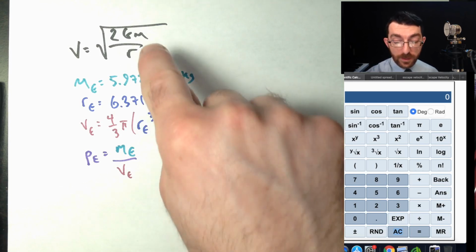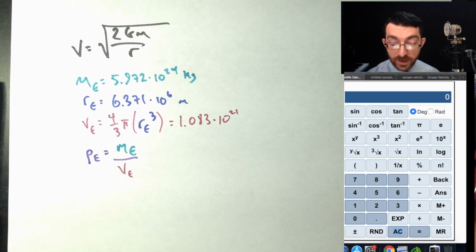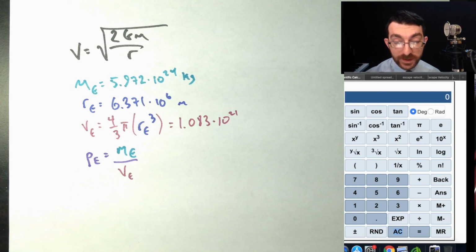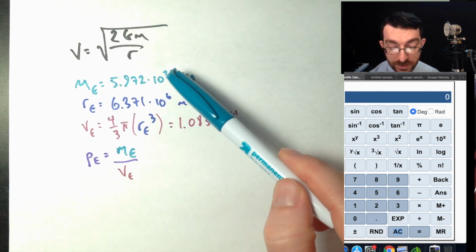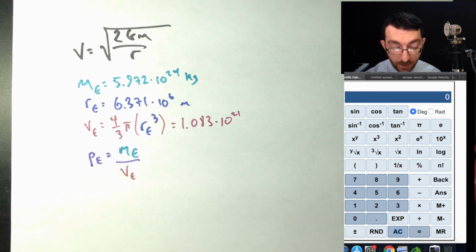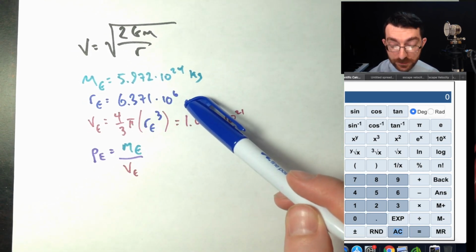So we've got the formula for escape velocity, and the goal is that we would have some planetary body with the same density as the Earth. Now, if we have something with the same density as the Earth, we're going to need to actually find the density of the Earth. So starting out, we've got the mass of the Earth, which is 5.972 times 10 to the 24th kilograms. Now, if we're going to find the density, we're going to need the volume, which is going to be in terms of the radius. The radius is 6.371 times 10 to the 6 meters.